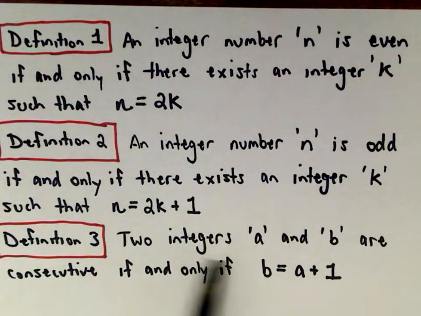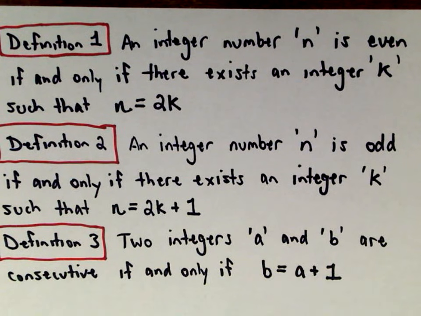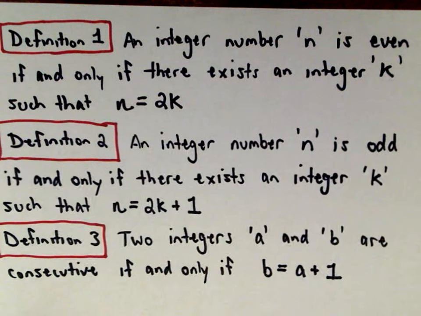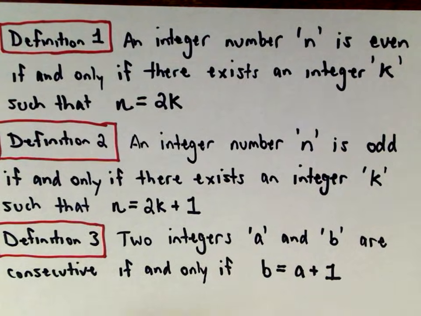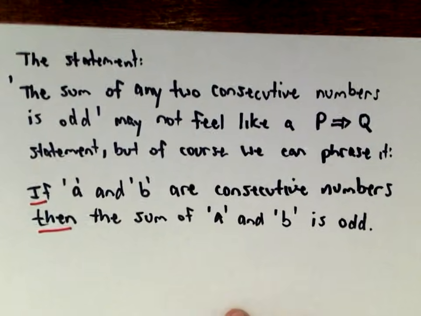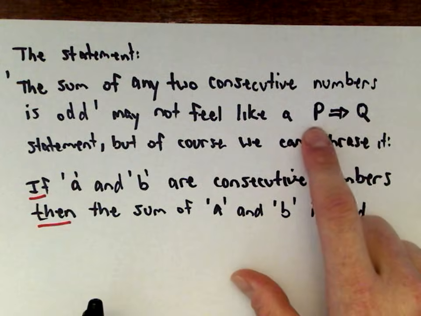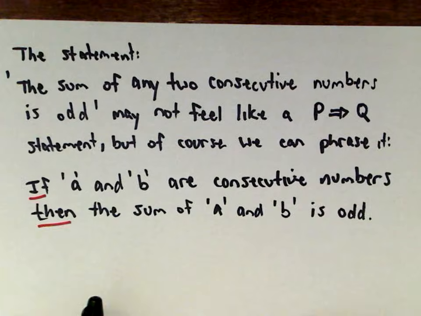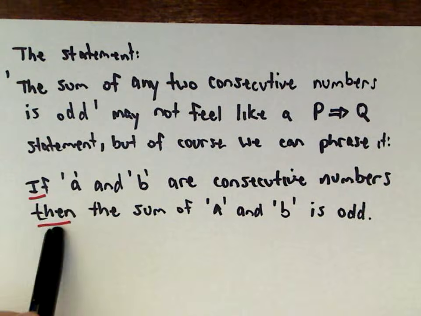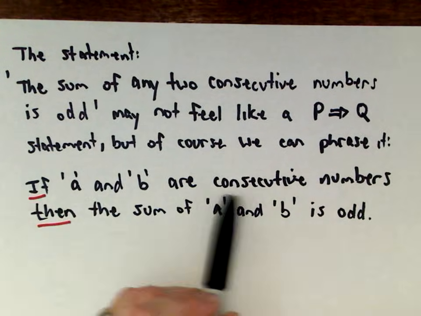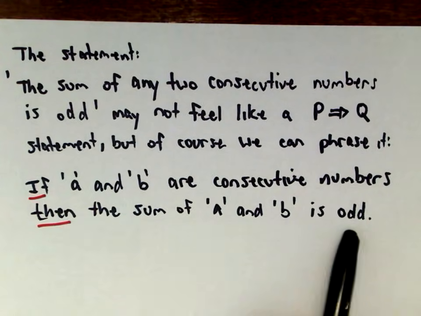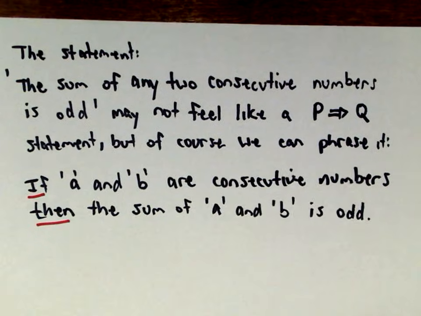And definition 3: 2 integers a and b are consecutive if and only if b equals a plus 1. So one of the numbers is one larger than the other one. All right, that's what they're saying. Okay. So this statement, the sum of any 2 consecutive numbers is odd, may not at first glance feel like one of these if P then Q statements, but of course you could rephrase this slightly and put the if-then in there and say, if a and b are consecutive numbers, then the sum of a and b is odd.